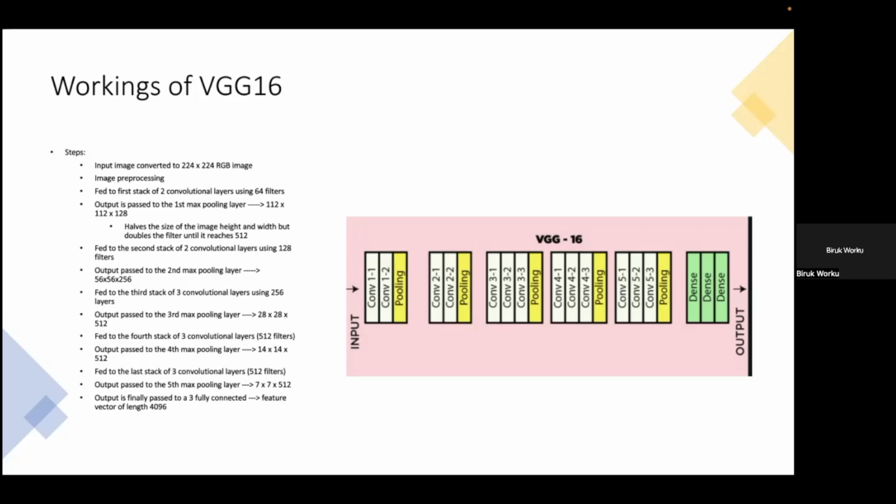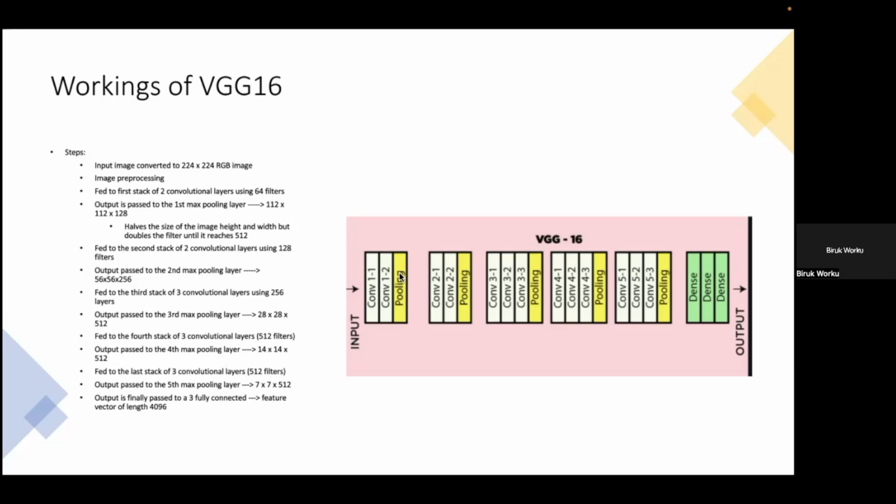So once that step is done, prior to feeding the image to the stacks of the convolutional layers, VGG-16 first pre-processes the input image by subtracting the mean RGB value from each pixel for normalization purposes. Once the image has gone through that pre-processing, it will then be fed to the first stack of 2 convolutional layers, where each layer uses 64 convolutional filters with an exceedingly small receptive field, which is a 3 by 3 matrix. So the output from these first 2 convolutional layers is then passed through a max pooling layer.